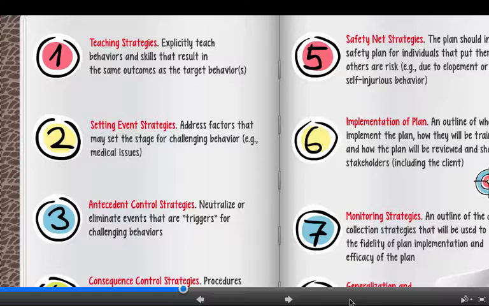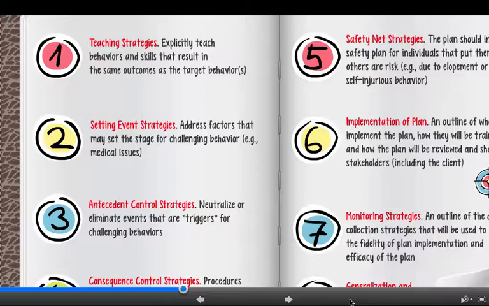So you're teaching conflict resolution skills. You're teaching skills that will allow that person to shift their circumstances from a behavioral standpoint. So for that reason, as part of the behavior intervention plan, teaching strategies are integrated. The other thing that's integrated is what's referred to as setting event strategies.